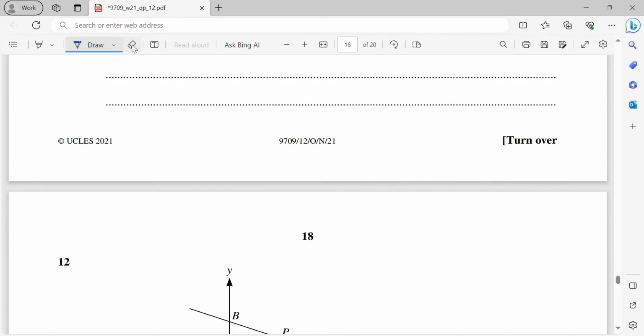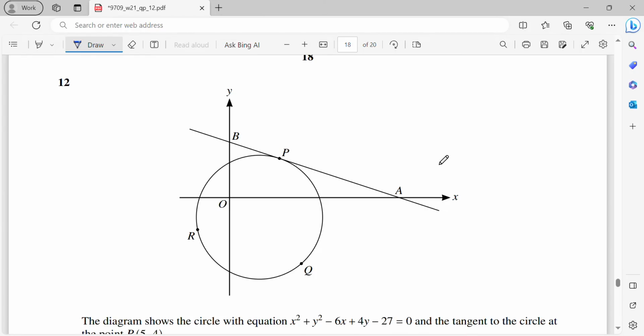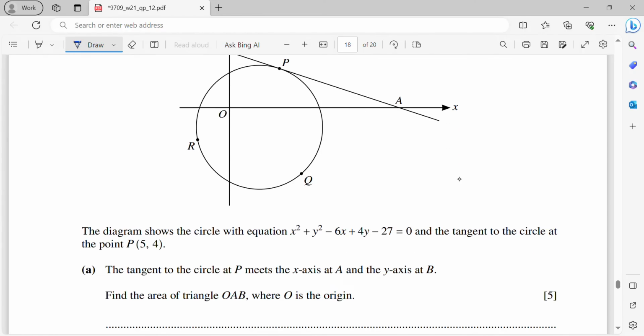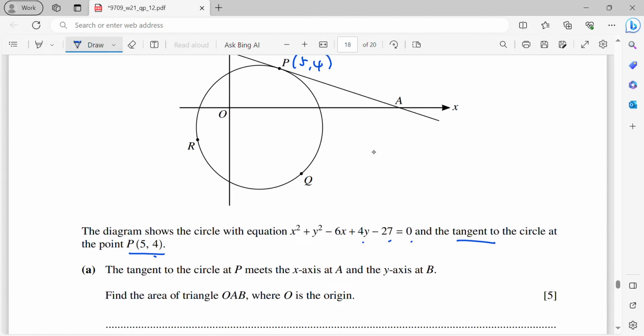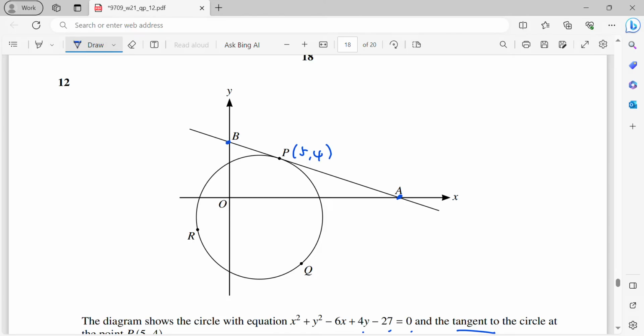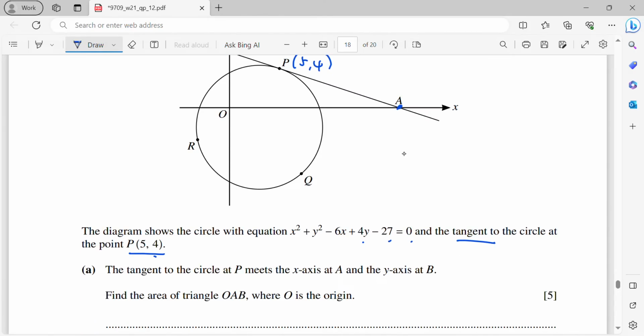Okay, now question 12. The diagram shows the circle with equation x squared plus y squared minus 6x plus 4y minus 27 equals to 0, and the tangent to the circle at the point P, 5, 4. That means this P here is 5, 4. Now, the tangent to the circle at P meets the x-axis at A. Here is the A, and the y-axis at B. So here is the B. Alright. So now find the area of the triangle OAB, where O is the origin.